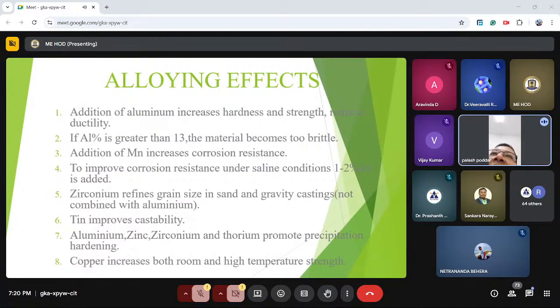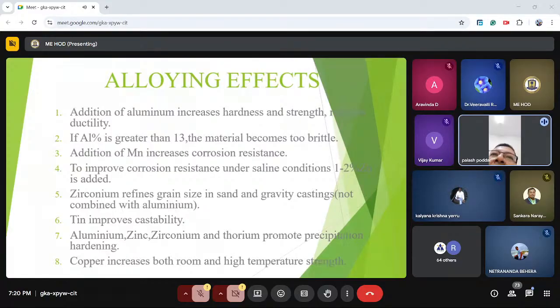Addition of manganese increases corrosion resistance. To improve corrosion resistance under saline condition, 1 to 2% zinc is added. Zirconium refines grain size in gravity casting, and is not combined with aluminum, because when zirconium is added to magnesium, aluminum cannot be added, as it forms unnecessary, undesirable intermetallics.